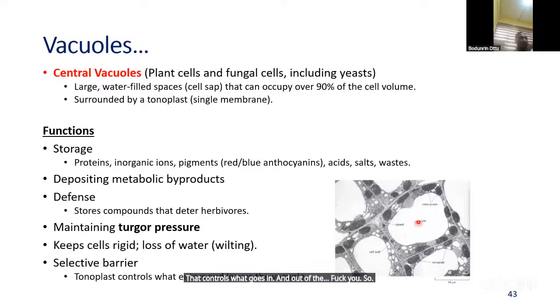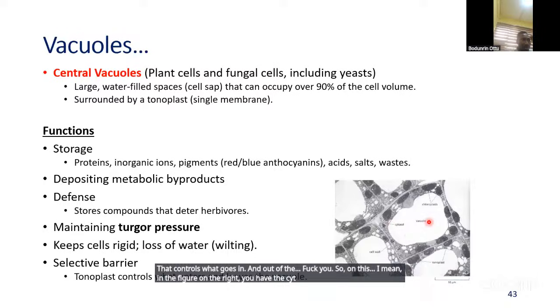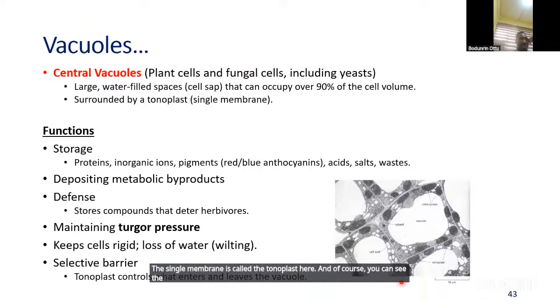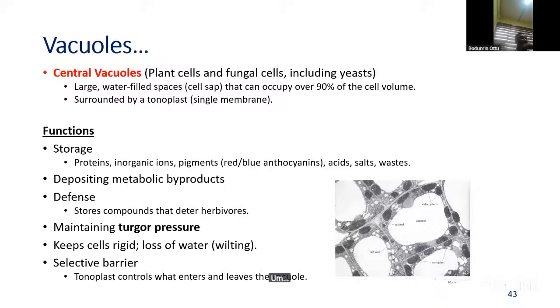So in the figure on the right, you have the cytosol, you have the vacuole, you have the chloroplast here, and then you have the cell wall. The single membrane is called the tonoplast here. And of course, you can see the scale bar.